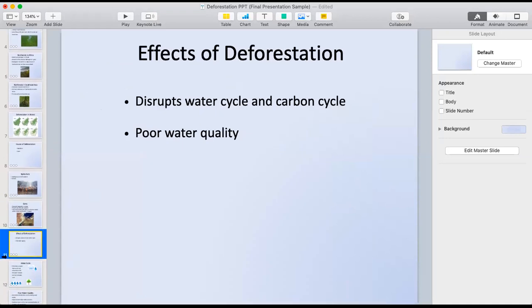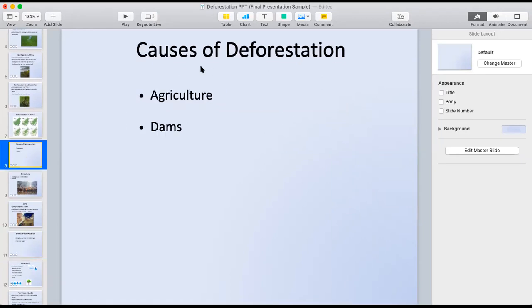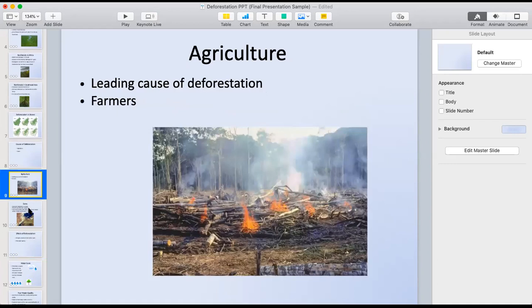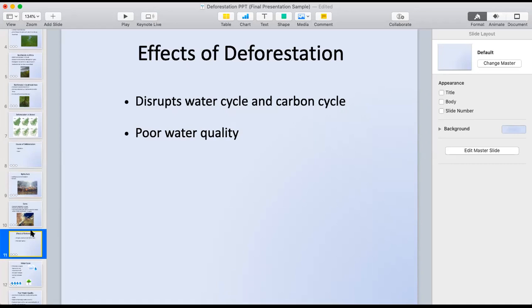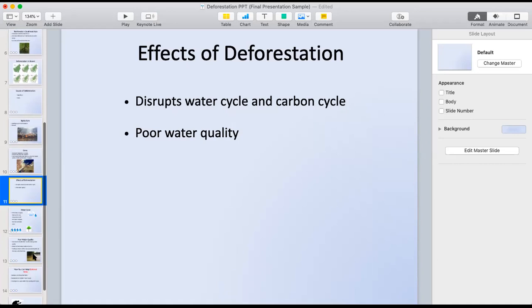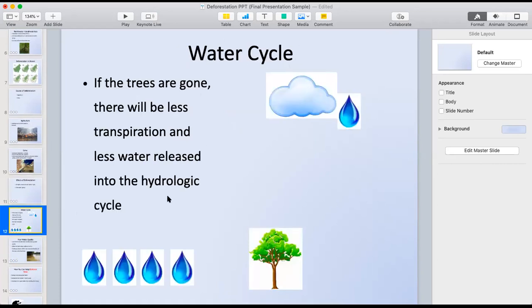Effects of deforestation. So the presenter spoke about the causes, and then each cause was discussed in a slide, and then the effects, which also should have come in the very beginning. It's very late in slide 11 to tell me what the effects are, but let's see how they handle it. Effects of deforestation: disturbs water cycle and carbon cycle, poor water quality. So the first effect is described here in full sentences. The sentence is too long and the visual aids are very poor, right?